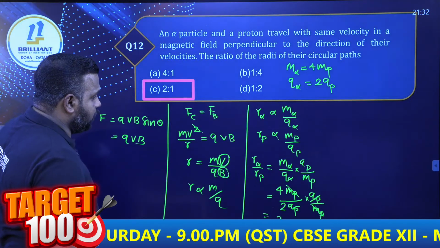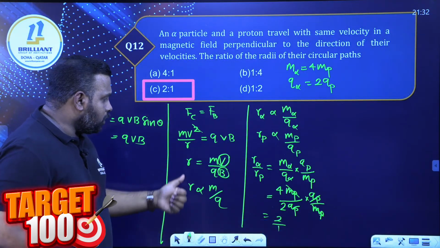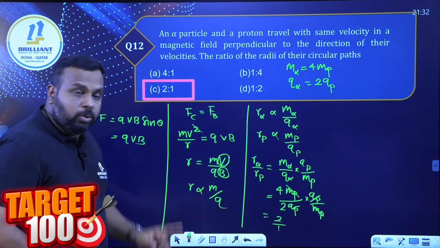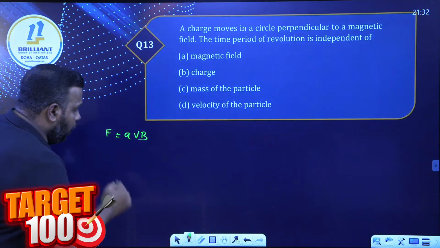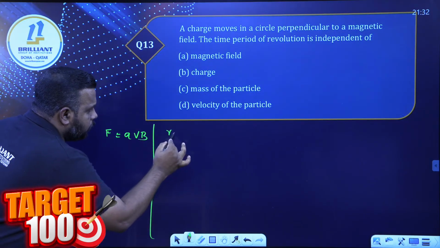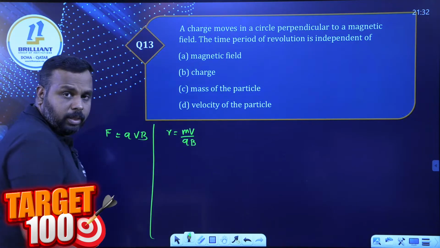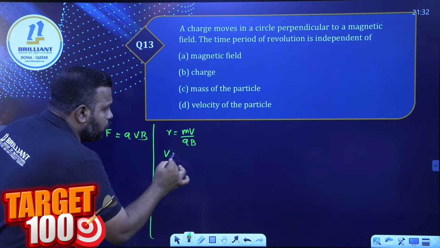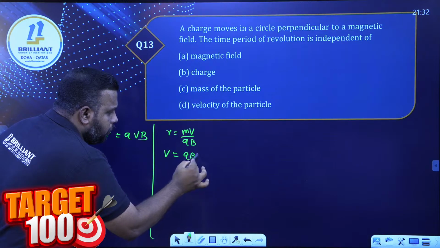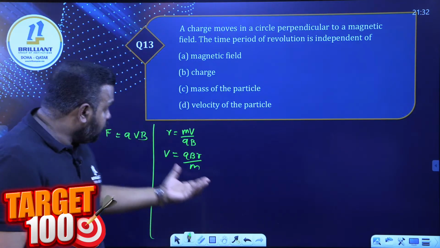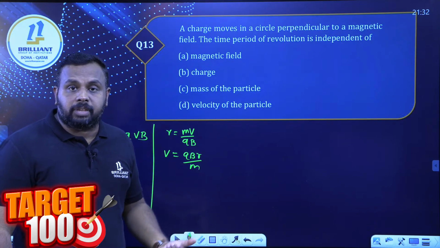So let me go back to that question. Look at this here. What we got is R is equal to MV by QB. I am starting with that only. From this you can write V is equal to QBR by M. Okay, so you may think why velocity? Why should we find velocity?